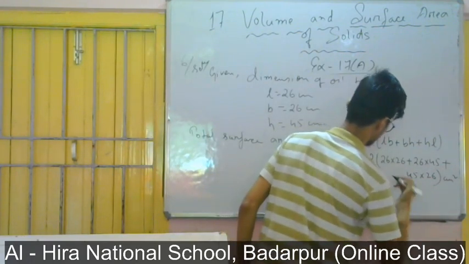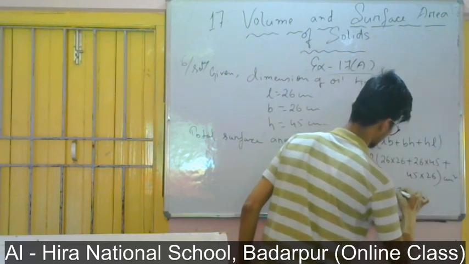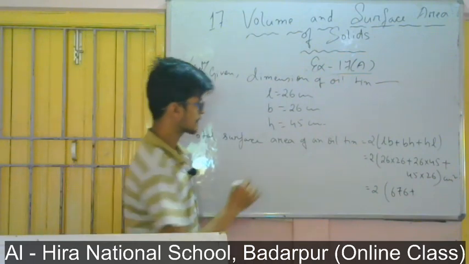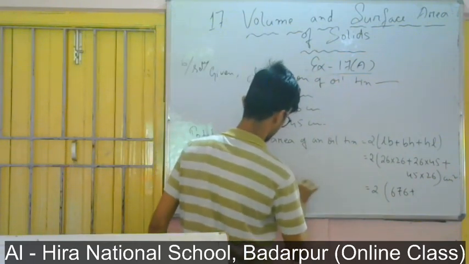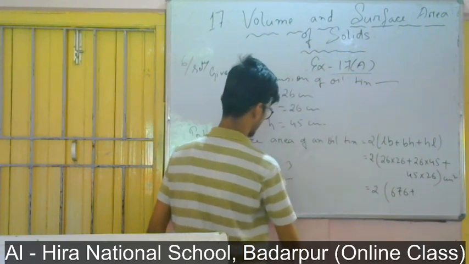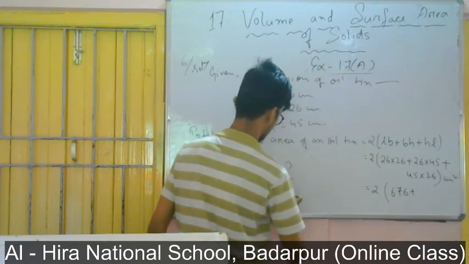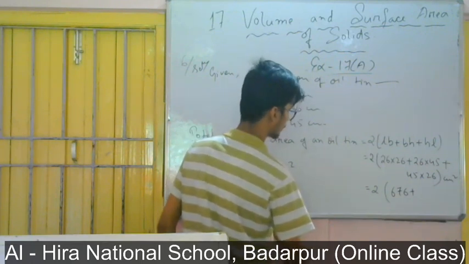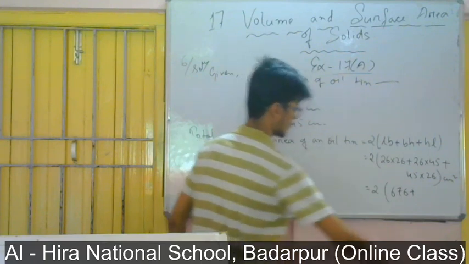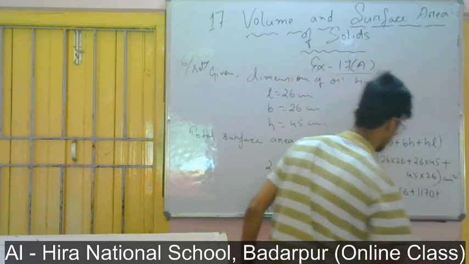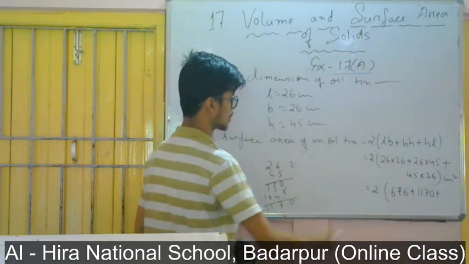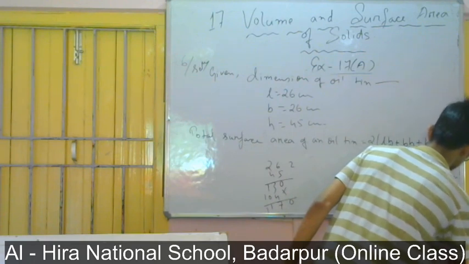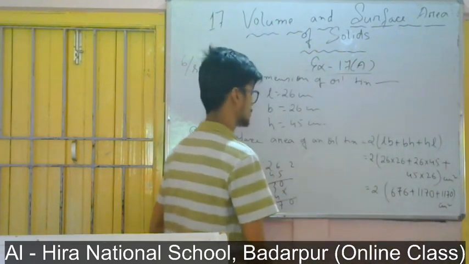26 into 26 means 26 squared, which is 676. And 26 into 45, you multiply: 6 5s are 30, 0, 3; 5 2s are 10, 13; 6 4s are 24, 2; 4 2s are 8, 9, 10, so 1170. And the last one is the same, 26 into 45 and 45 into 26, again 1170. The unit you give is centimeter square.